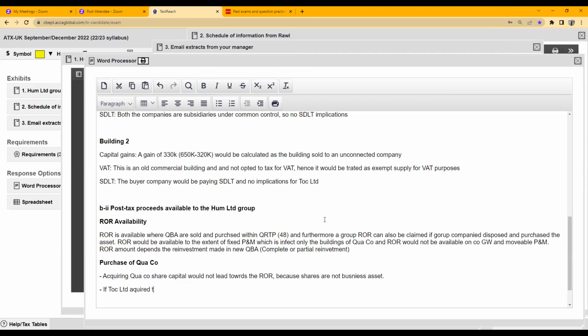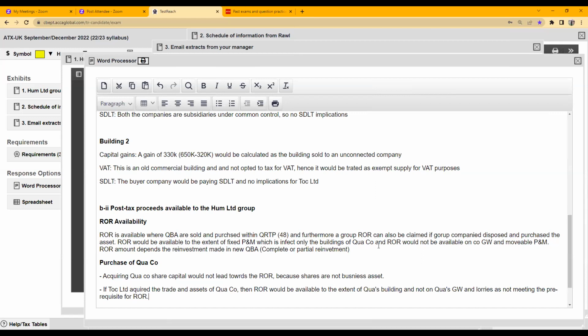acquired the trade and assets of Quaco, then rollover relief would be available to the extent of Quaco's building and not on Quaco's goodwill and lorries, as not meeting the prerequisites for ROR.